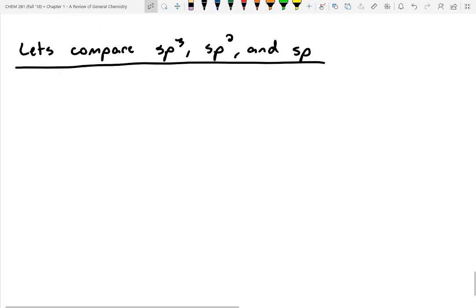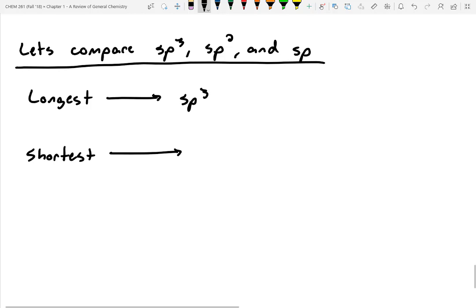All right, which one do you think is going to be the longest? Meaning, which one can reach out its lobe the furthest? And why? sp3, why? Yeah, because it's 75% p character, right? So an sp3 lobe is 3/4 p. That means it's mostly dumbbell-like. If we think about sp on the other hand, it's only 50% p-like. So the longest one is going to be sp3, and then the shortest is going to be sp.